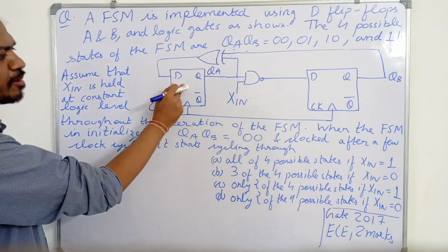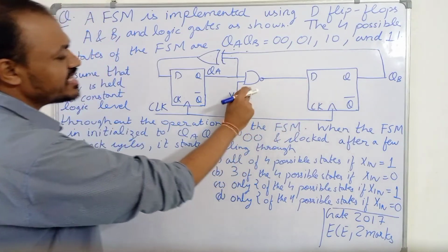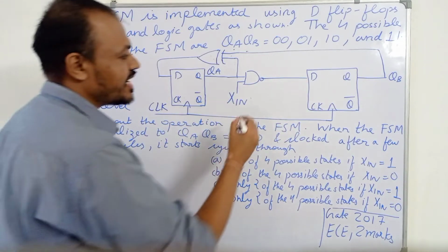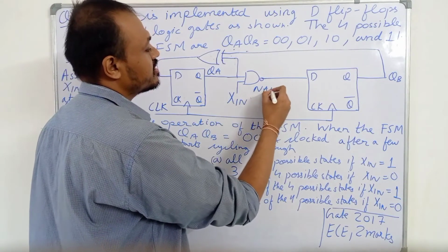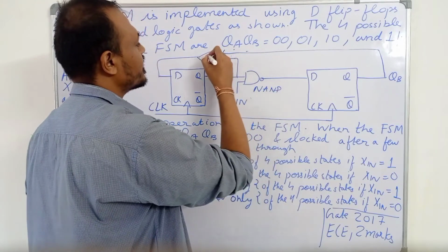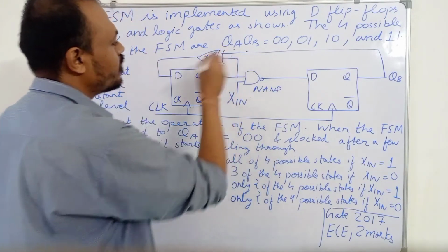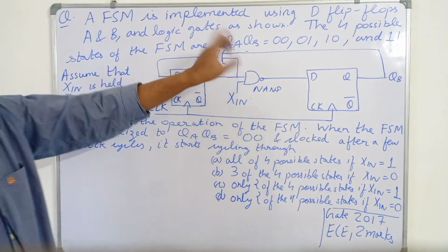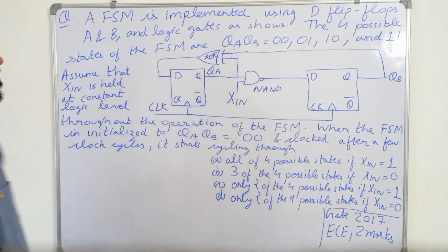This is the first flip-flop A, this is the second flip-flop B. This is a NAND gate, this is a NAND gate. This is an XOR gate, this is an XOR gate. So these are the NAND gates and these are the XOR gates, the gates which are shown in the figure.